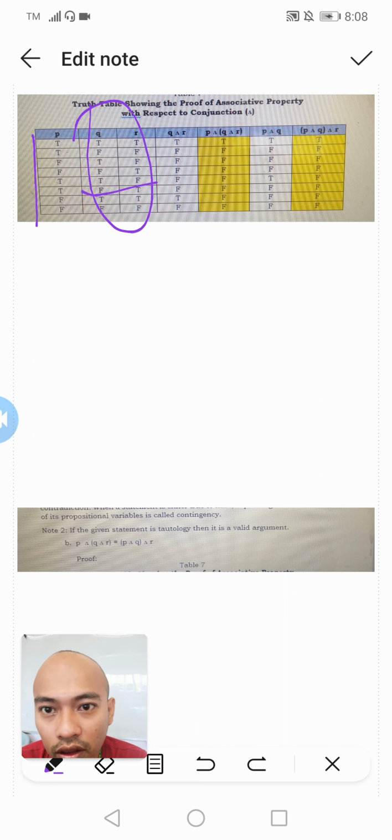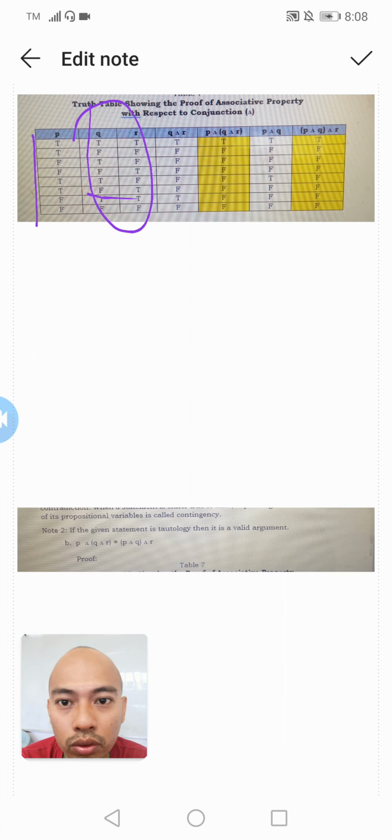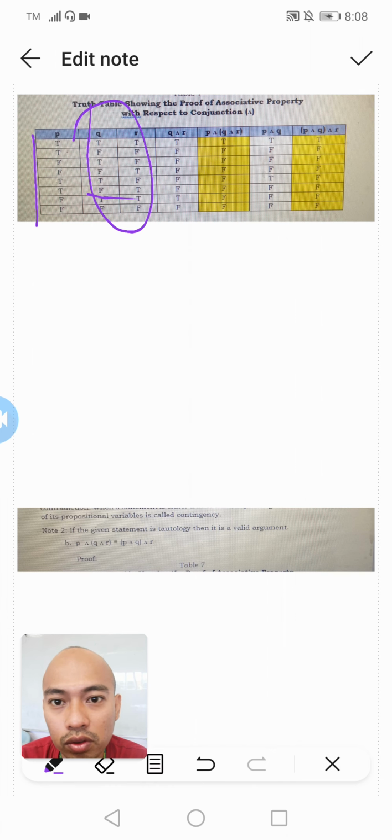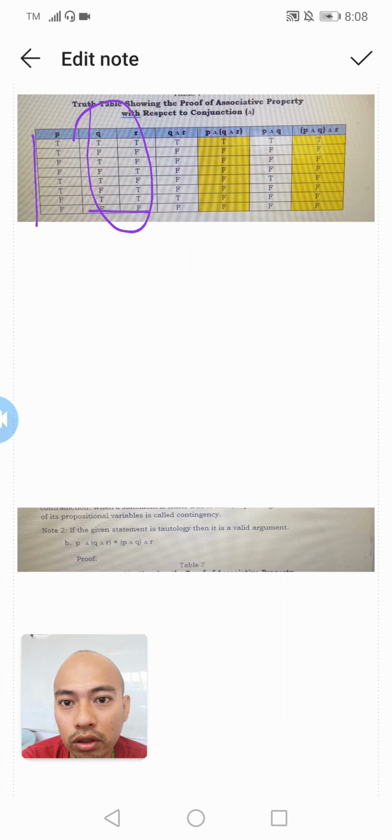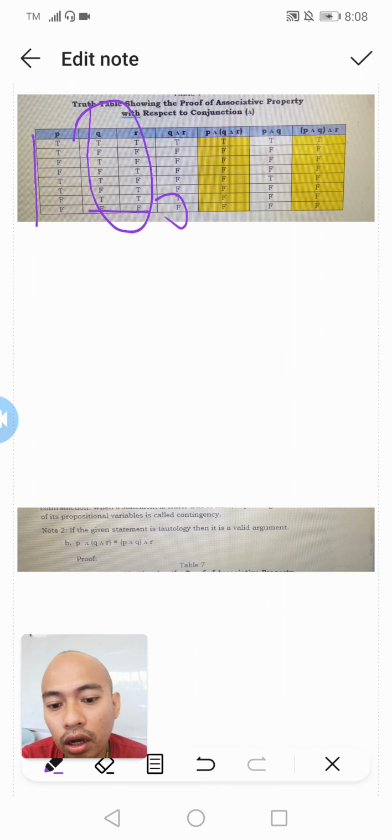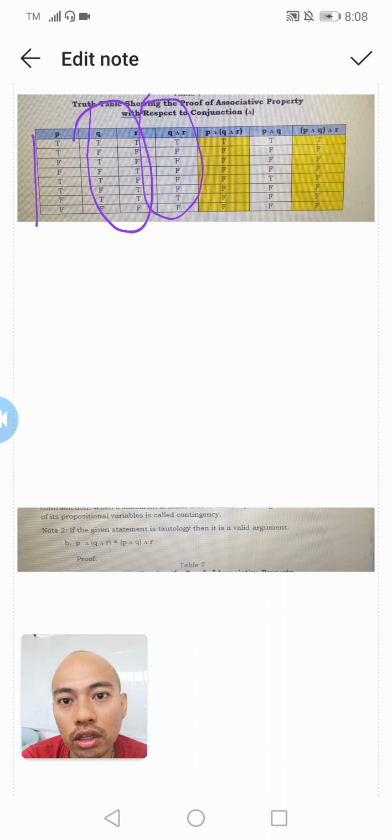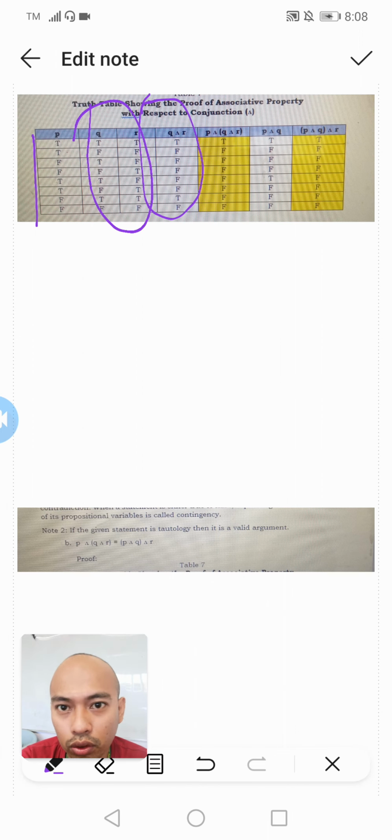For the second to the last row, these are both true. Okay, so automatic, this will be a true compound statement with respect to conjunction. And for the last one, they are both false, so automatic that will be a false statement. Okay, so this will now be the truth values of the Q and R.